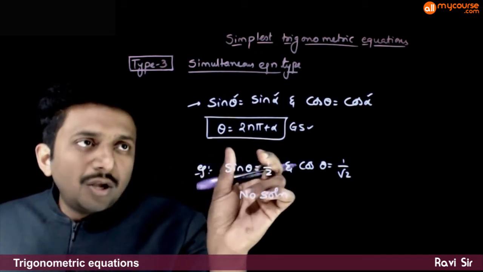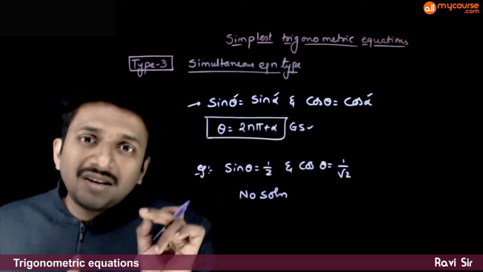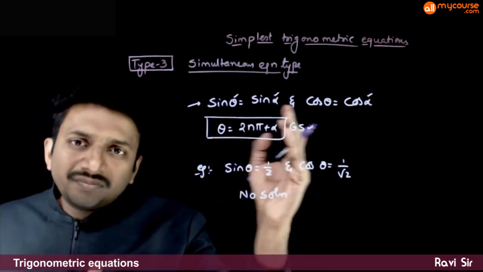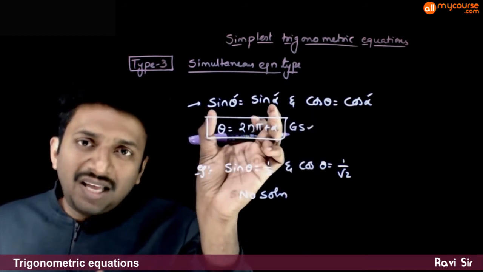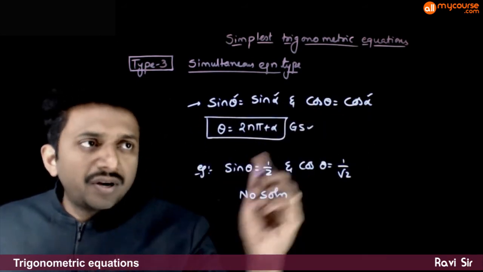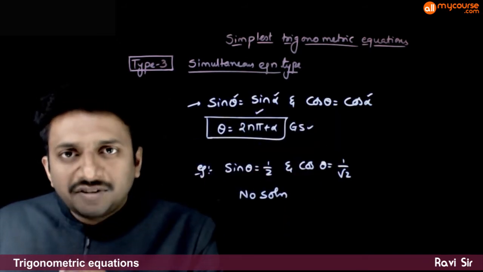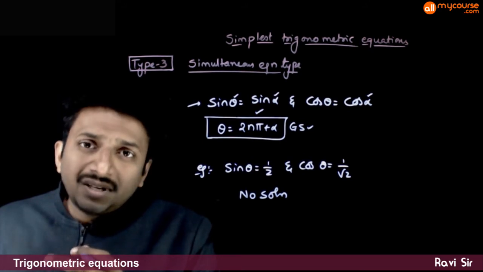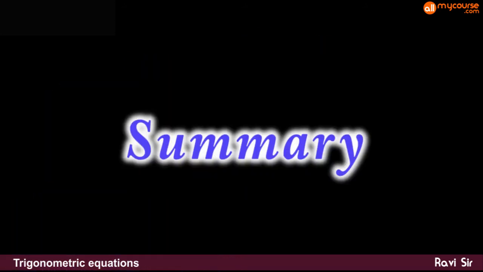So this solution has to be used if the values of the given trigonometric ratios are nicely working out. And you can have any two simultaneous equations, for example a sine equation and a tan equation also. For all those simultaneous equations, the solution is 2n pi plus alpha. I hope you have understood the logic also. So now, before going forward, let us summarize all the three types.